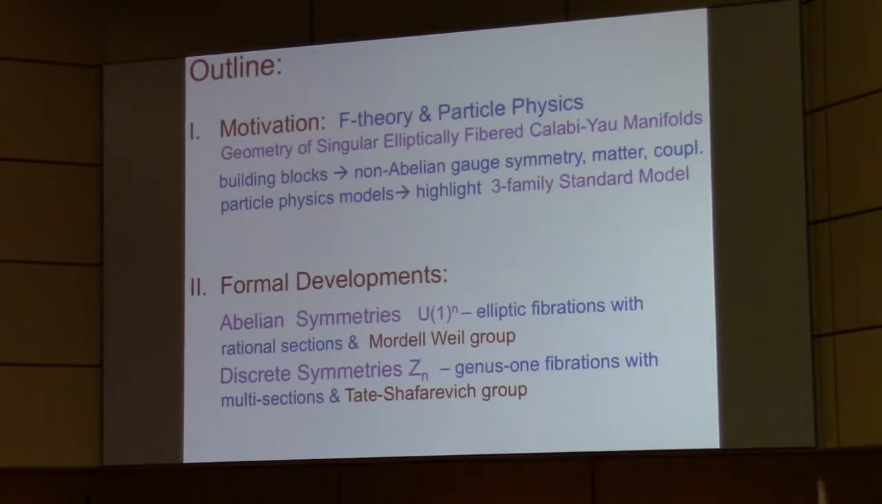Those constructions are related to elliptically fibered Calabi-Yaus that have additional rational sections that are also closely related to the Mordell-Weil group of rational sections on elliptic curves. The last part will be devoted to studying discrete symmetries in F-theory compactifications, and that would result in studying genus 1 fibrations, namely fibrations without sections, but they have multi-sections, and highlighting the connection of these geometries to the Tate-Shafarevich group in this context. Well, I'm going to mainly overview topics, and I apologize, it's going to be UPenn-centric.